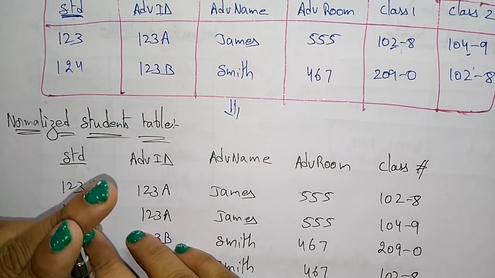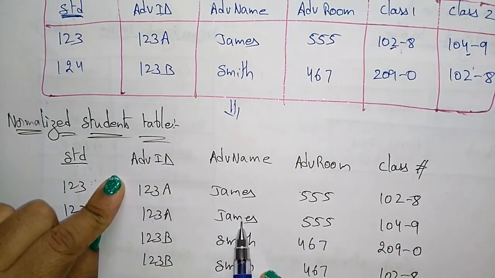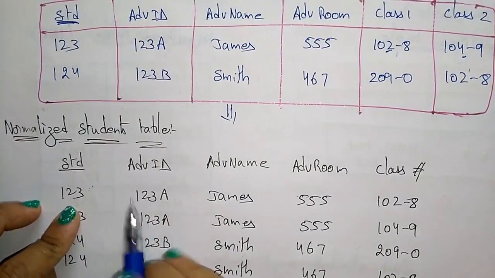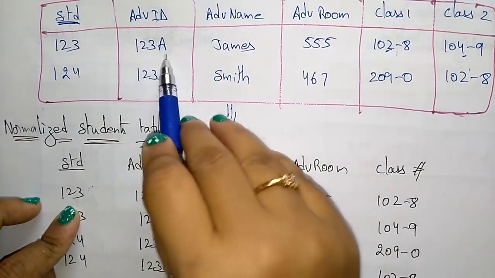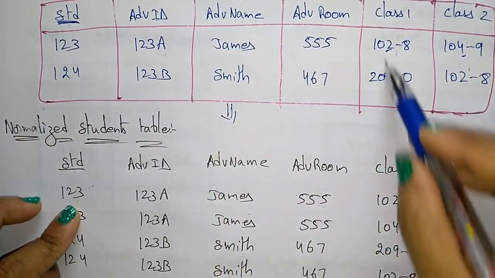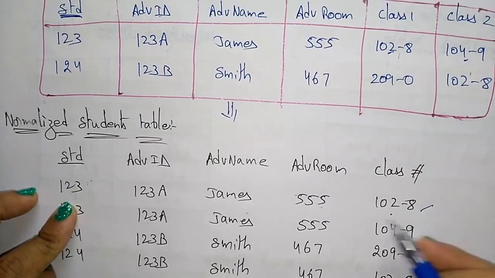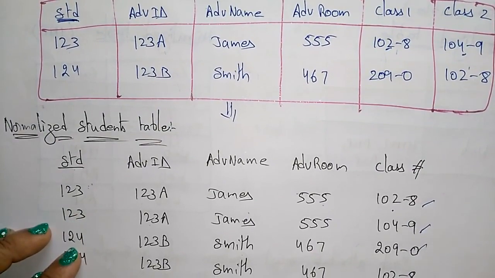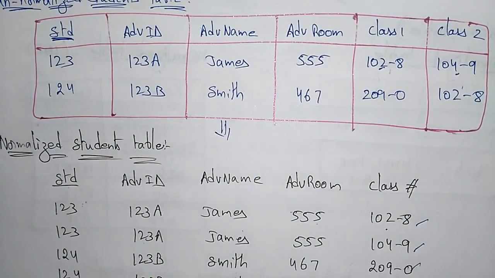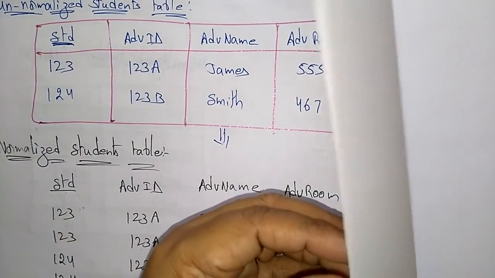At the same time, all the values should be atomic. So these are the atomic values. No multiple values are allowed in each attribute. So here 1, 2, 3 for ID, and his name, room, and this is class 1 information, and this is class 2, and again class 1 and class 2. So this table is converted into a normalized table using first normal form, 1NF.